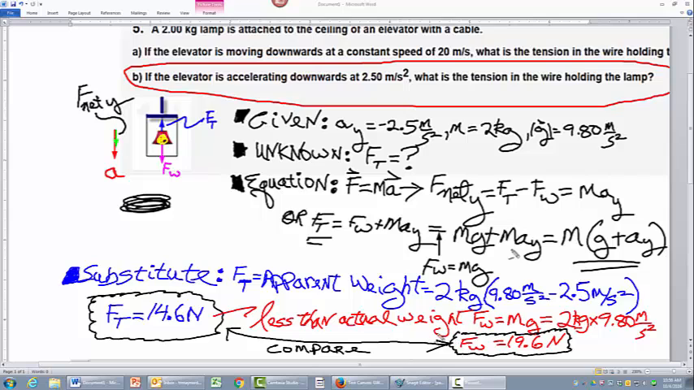Remember that in part A, the velocity was constant, and so the acceleration was 0, which meant that the total force, F net of y, was balanced. It was equal to 0. The tension, or the apparent weight, was the actual weight. In part B that we have here, the acceleration is not 0. The velocity is not constant. The total force is not equal to 0. It's equal to mass times acceleration in the y direction. And that gives us that the tension force is not the weight.